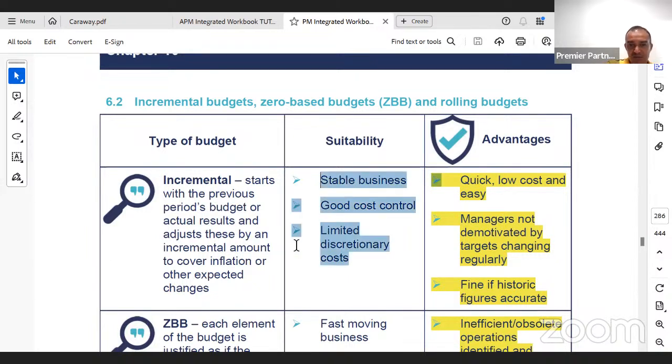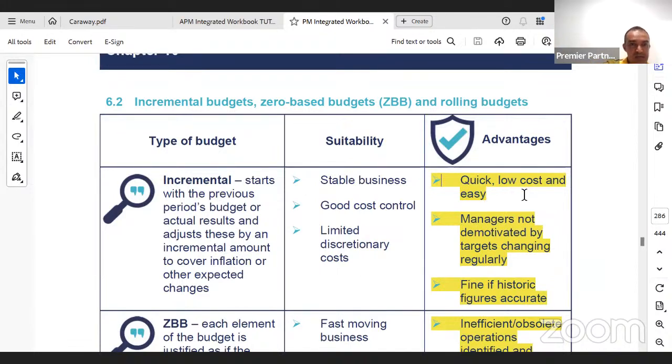It's good for stable businesses, cost control, provided last year you did good cost control, right? Limited discretionary cost. If in your organization you have limited discretionary cost, it is good, because if you have a lot of discretionary cost, let's say 80% of your costs were discretionary, charity, donations, advertising, you're going to just continue with this year as well, which is going to waste money. Just because you did charity last year, you don't have to do it again this year. Shareholders' money, isn't it? So you have to have limited discretionary cost if you are to follow what? Incremental budgeting. Then we go to advantages.